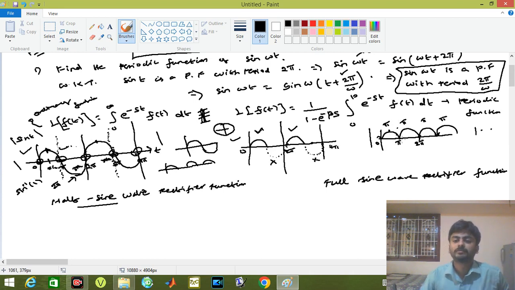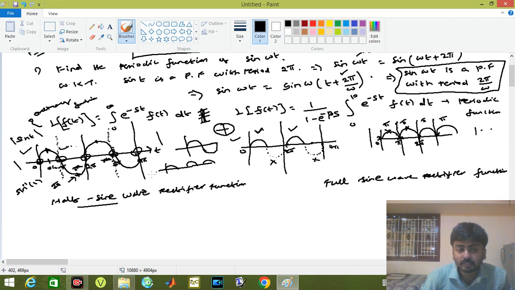Whereas here we are not taking the period as 2 pi. Here we take the period as only pi, because each fall will give the value. See, here it is plus 1. Again it is also plus 1. Since it is modulus of sine t, it is also plus 1. See, it is 0, it is also 0. It is plus 1, it is also plus 1. So the second half resembles the first half. So the period is pi.